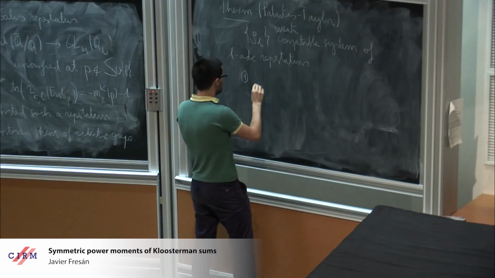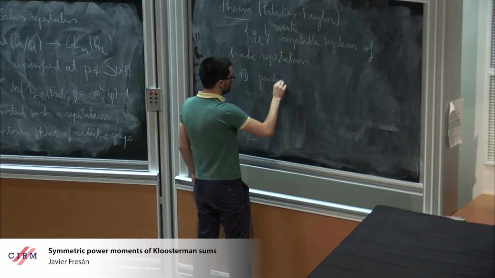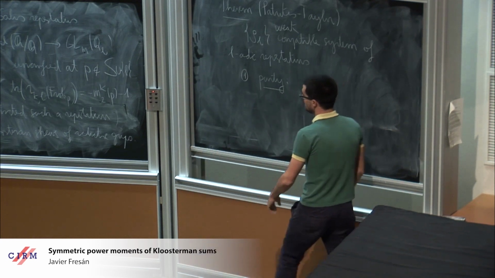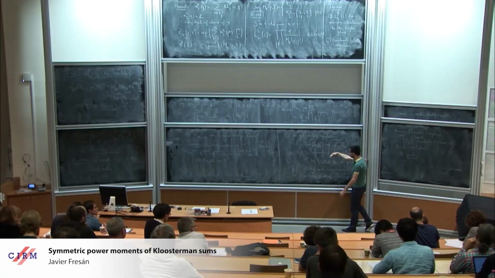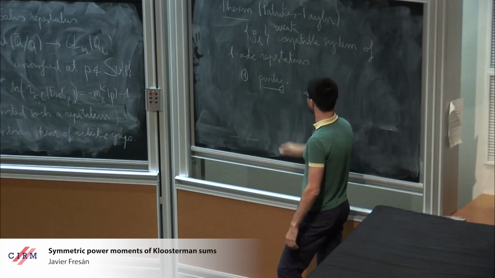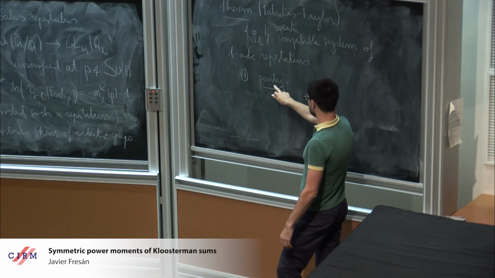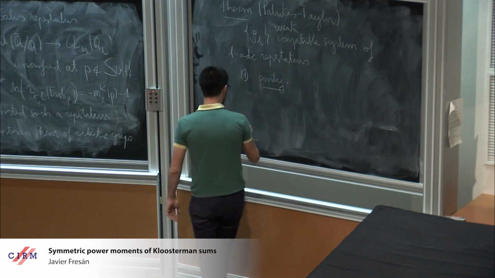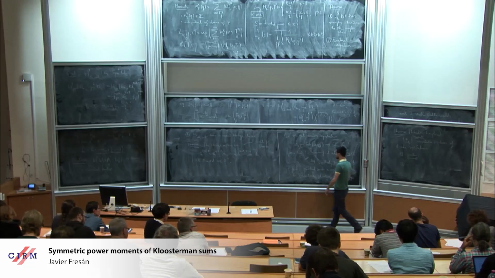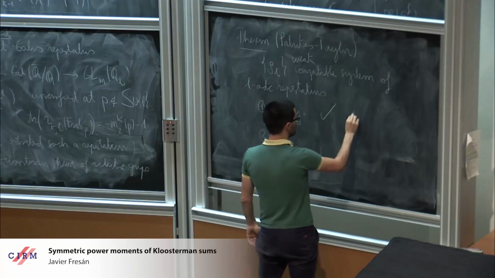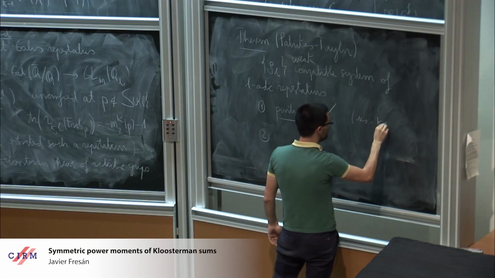The first condition is purity. It means that at primes which are unramified, the roots of the characteristic polynomials will be Weil numbers of a given weight. So in our case, this is okay. This thing is pure of weight k plus 1. So for us, it's k plus 1.